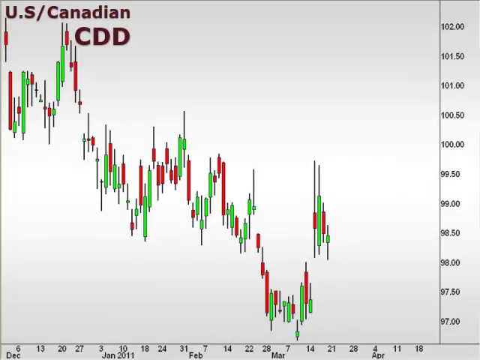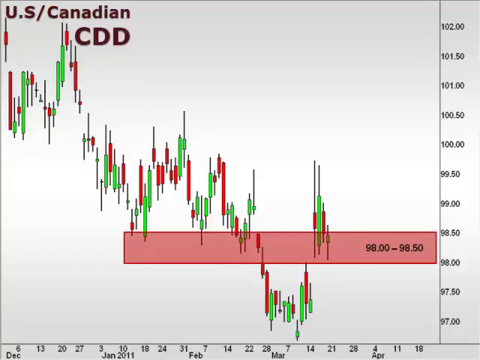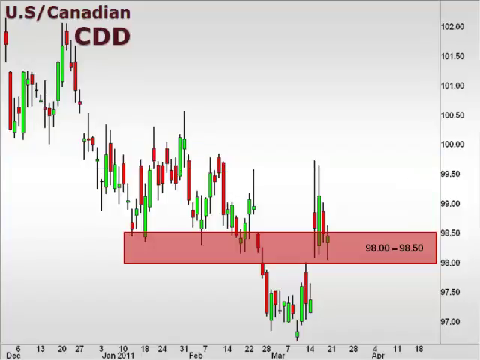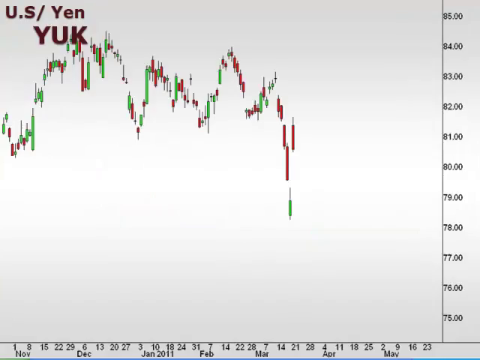Let's take a look at the CDD, the U.S. versus the Canadian dollar. The CDD gained significant ground last week, but reversed back down to test support at 98.5. Now, a break back above 98.5 lends credibility to a retest of this past week's highs within the 99.5 to 100 level.